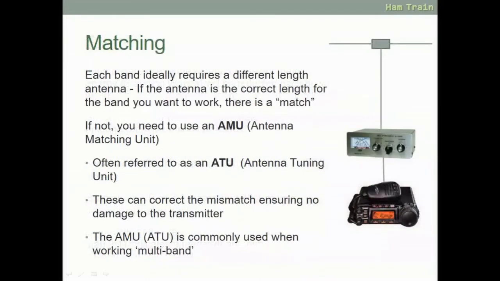So what can we do about that? Each band ideally requires a different length of antenna. If the antenna is the correct length for the band you want to work, there will be a match. If not, you need to use an antenna matching unit, nearly always referred to as an antenna tuning unit. These can correct the mismatch, ensuring that there is no damage to the transmitter. We did touch on these in the last session. They are an important part of your shack, unless you have an antenna that is resonant on the frequencies you wish to work.